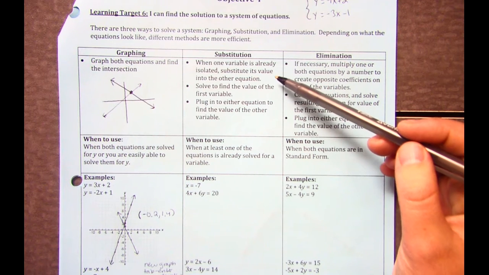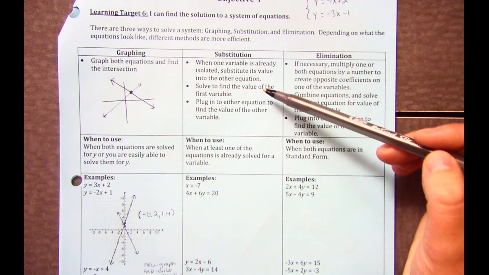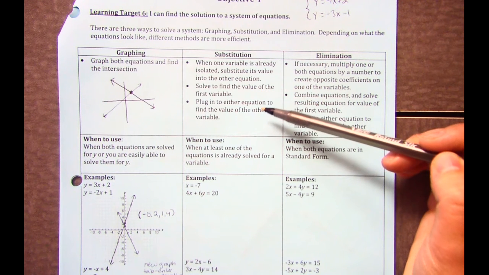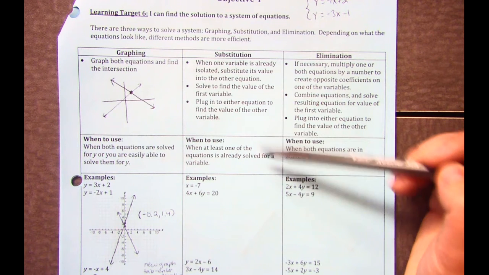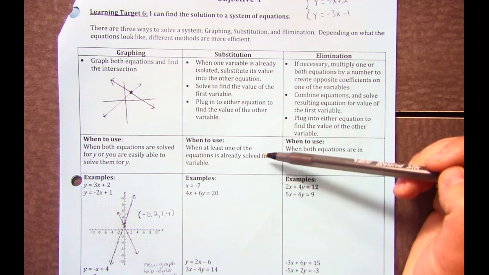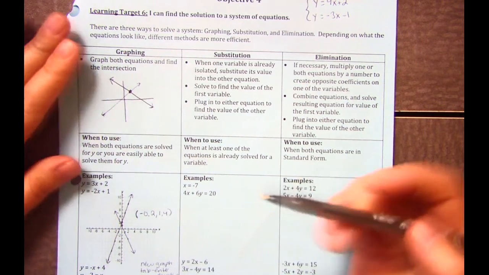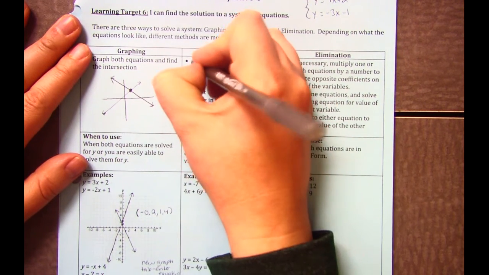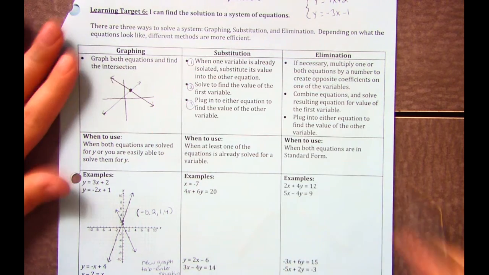You can substitute its value into the other equation. Then you solve to find the value of that first variable, and then you plug that value into either equation to find the value of the other variable. This is nice to use when at least one of the equations is already solved for a variable. So there's 3 real steps. I'm going to number these as 1, 2, and 3.